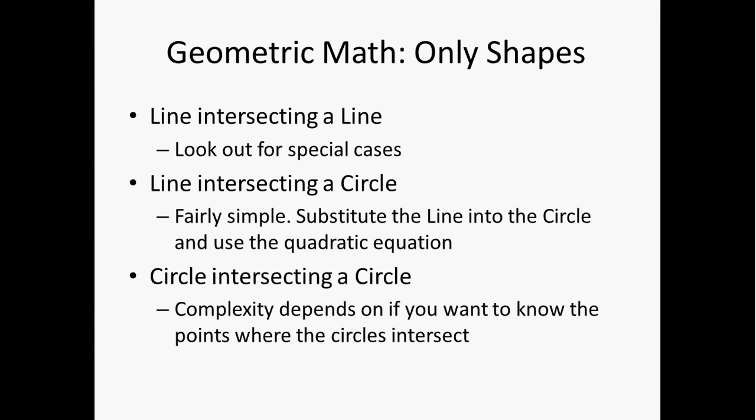Circle intersecting a circle, this can be really simple or this can be really complicated. If all you want to do is know if the circles intersect each other, that is really easy to find out. You do a point-to-point calculation to figure out the distance between the two centers. If that distance is less than or equal to their combined radii, then the circles intersect.